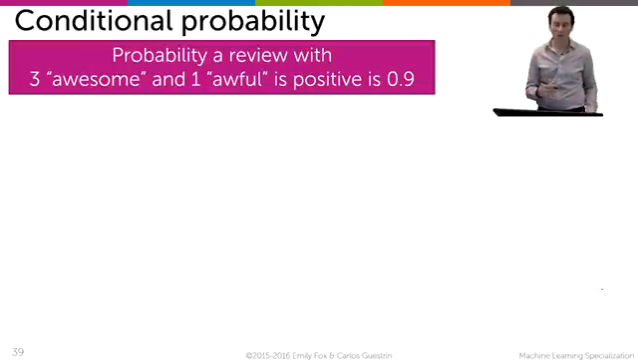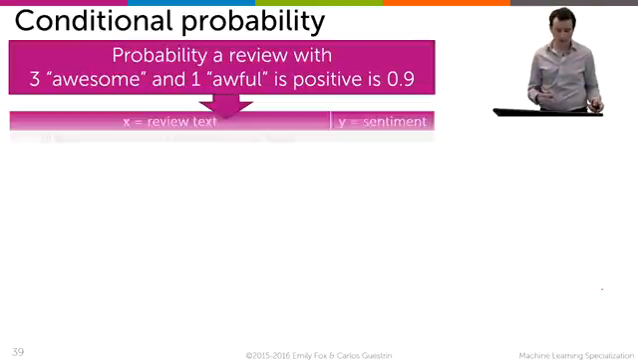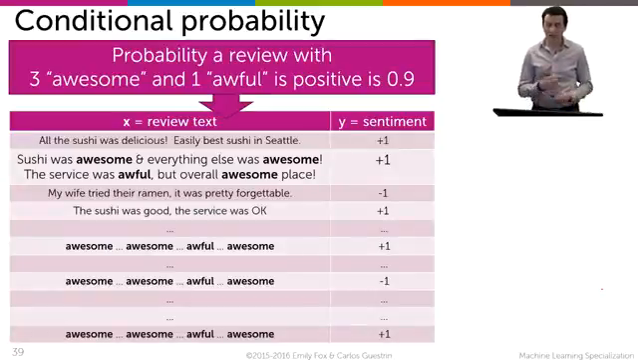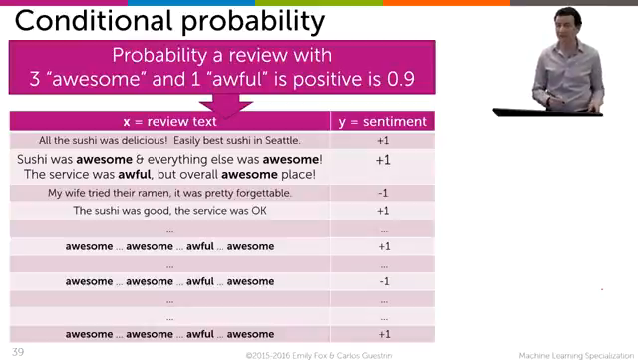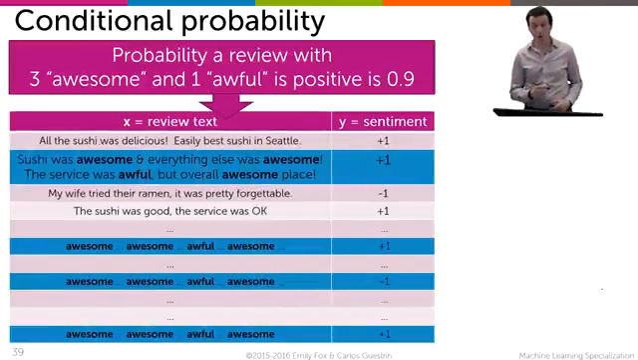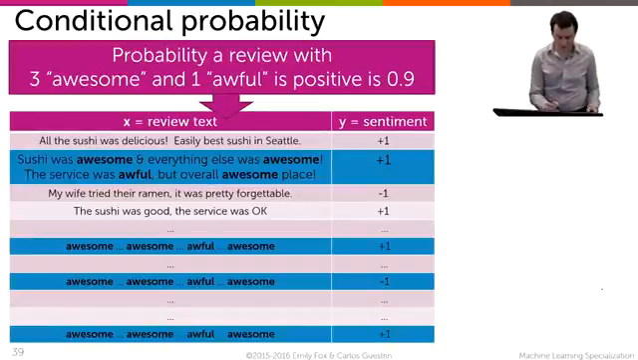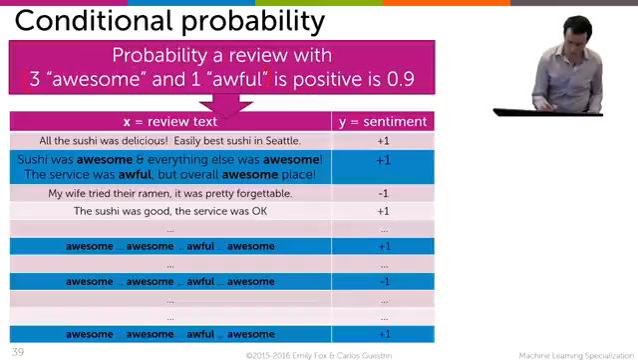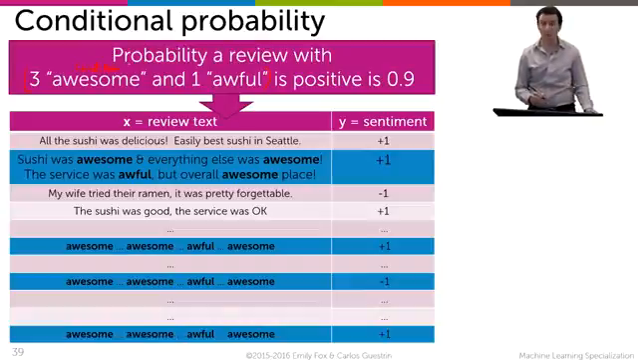Let's interpret it by looking at a little bit of data. So let's say that I have my data set and I'm just highlighting here awesomes and awfuls. And in fact, I'm highlighting the sentences that had 3 awesomes and 1 awful. So if I go and mark all of those and I just look at those rows where the condition, this part up here is called the condition, and that's why it's called conditional probability, 3 awesomes and 1 awful.